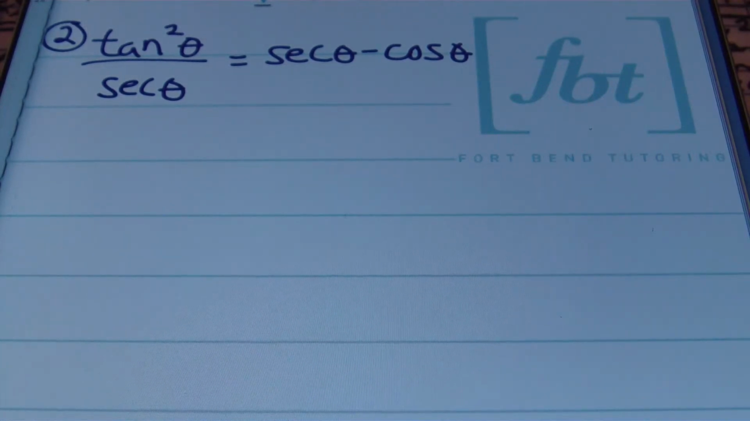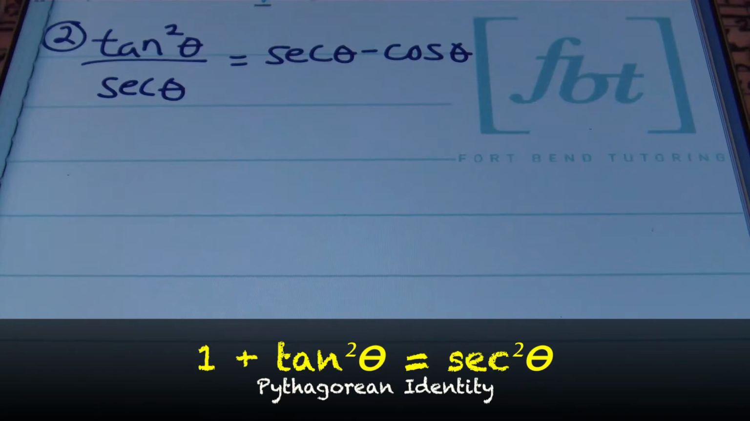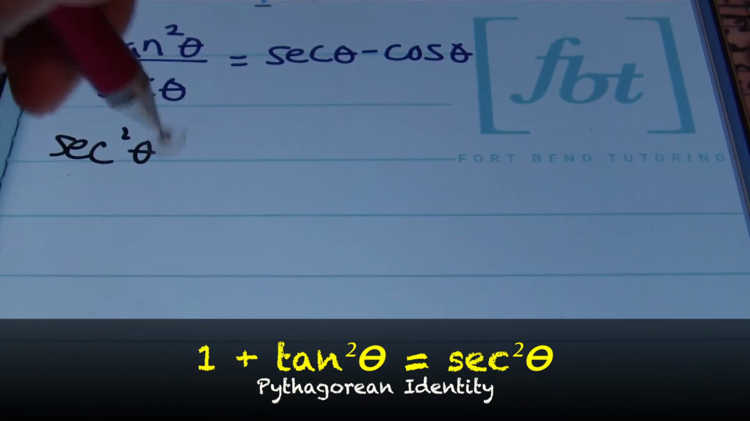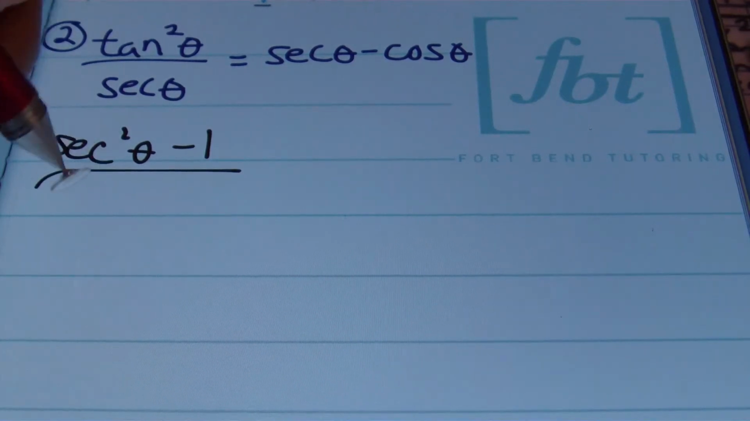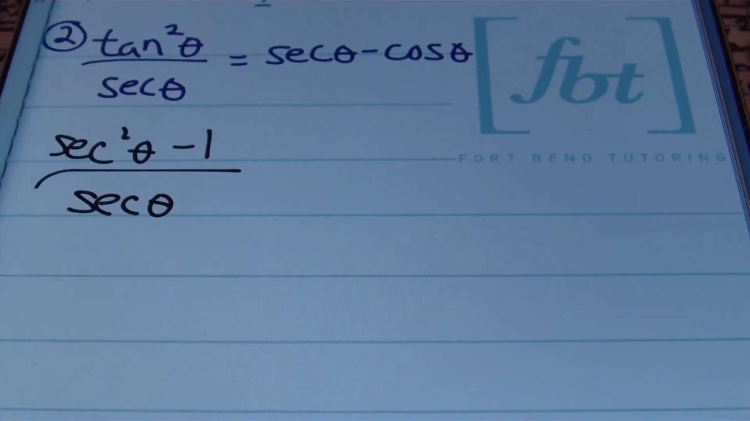So what I'm going to do first is recognize that this tangent squared theta is part of a Pythagorean identity. In fact, tangent squared theta is equivalent to secant squared theta minus 1. So I'm going to rewrite that. I'm going to use substitution. I'm going to rewrite this as secant squared theta minus 1 all over this secant theta, just like that.